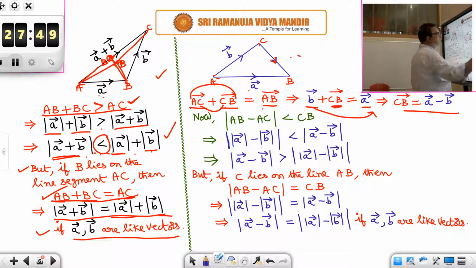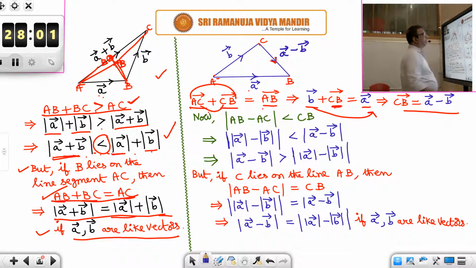So finally we have proved that CB bar is A bar minus B bar. So let us write it here. Now this is also a triangle, is it not? So we now use the difference of two sides is less than the third side. What are the sides of this triangle? A, B. Triangle is ABC.